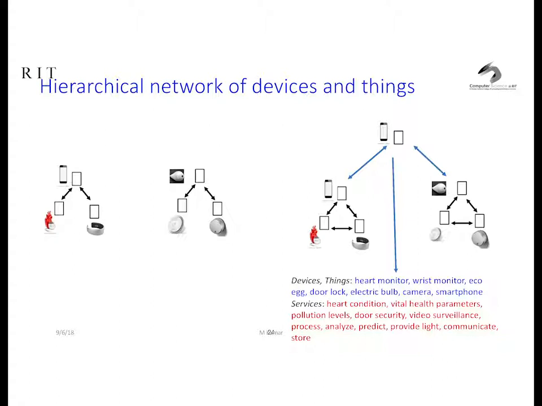Using all this, I can list out what are the different things that are available. Okay, I have these different devices, that is quite obvious. And going a little deeper, I can think about what are the different services I can provide in this environment. Okay, what are the different services I can provide? I can determine the heart condition of the patient. I can look at health parameters, and so on. Okay, I can do all these things in this environment. So this is somebody's home with just these six devices, I can provide these services.